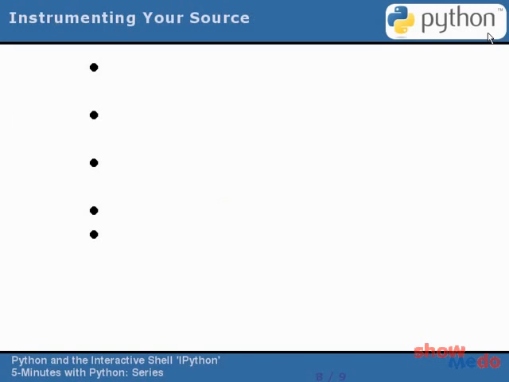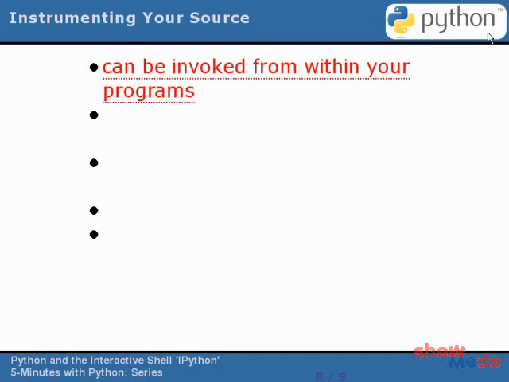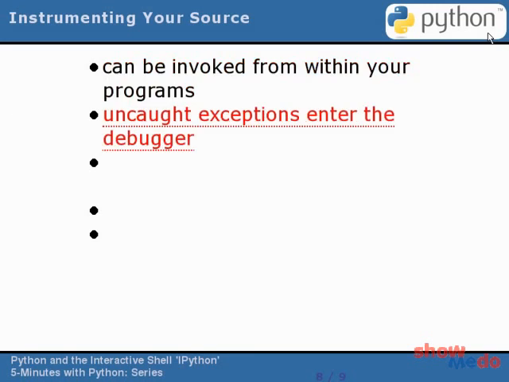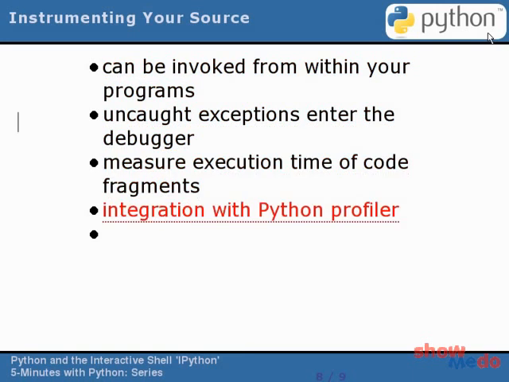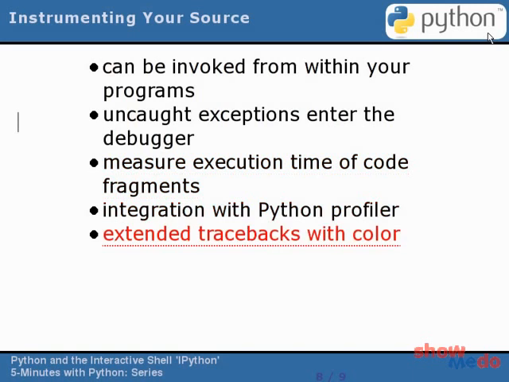IPython provides ways to instrument your source with useful diagnostics. You can put calls in your program to start up an interactive session, giving you access to the variable namespace at that point. You can set IPython to enter the Python debugger upon the occurrence of an uncaught exception, letting you walk the stack frame and query variables. You can measure the CPU or wall clock execution time of code fragments, or run your code under the Python profiler for more detailed measurements. And you can set your preferred display of Python tracebacks, colorized for readability and with an extended mode of execution that shows more information.